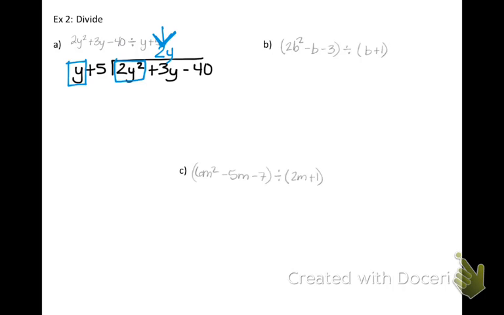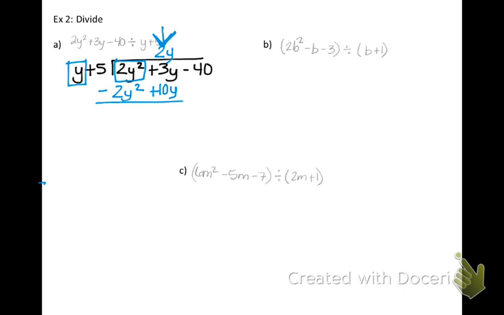So, what's 2y times y? 2y squared. And what is 2y times 5? 10y, just 10y. Then you put a line under it. It's kind of just like long division. I'm going to subtract them. Like you would do long division.